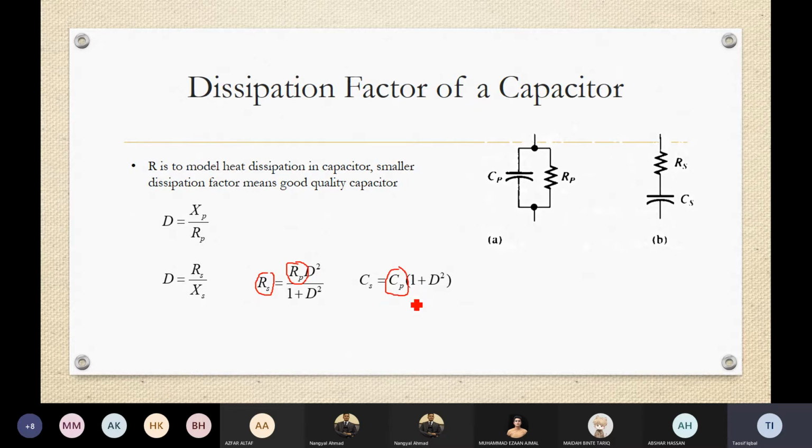We can also calculate by multiplying the parallel capacitance with 1 plus the dissipation factor squared, and therefore we can get another circuit, which is circuit B. So we can convert back into parallel, and from parallel we can go back to the series connection.